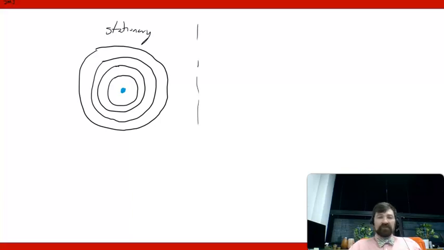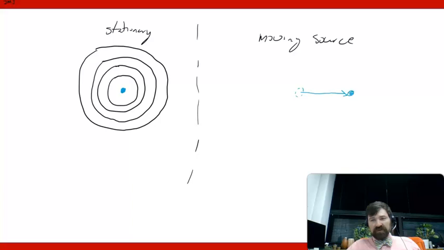Now, if the source is moving, so moving source, let's say that the source starts off right here, but it's moved over to right here at a given time. Maybe it's emitting within its own reference frame the same set of waves as it does over here. So that means that I should have a wave like this that is immediately surrounding the source. This is the most recent wave that's been emitted.